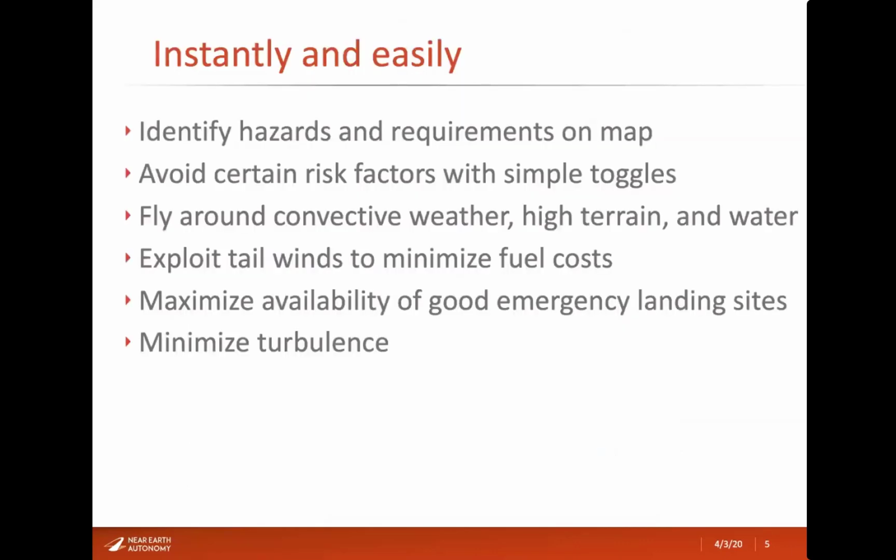Some of the things you can do with the tool: you can identify hazards and certain obligations and requirements on the map, for instance, flying through larger airspaces like Class B that you'd encounter at large airports. It allows you to identify certain risk factors and avoid them, things like icing, mountain obscuration, turbulence. You can fly around convective weather patterns, you can avoid high terrain, you can avoid flying over large bodies of water. The system will automatically exploit tailwinds to minimize your fuel costs. It will maximize the availability of good emergency landing sites. This isn't something that we often want to think about, but it's one of the tools that are built into the suite. And you can select your tolerance level for turbulence in flight and choose your route accordingly.